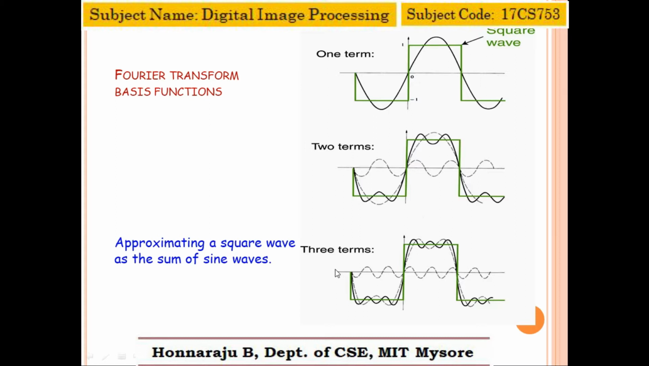So the Fourier transform is like a prism. In the prism, light is split into its components. In the Fourier transform, it depends upon the frequency. Frequencies are divided into different spectra.